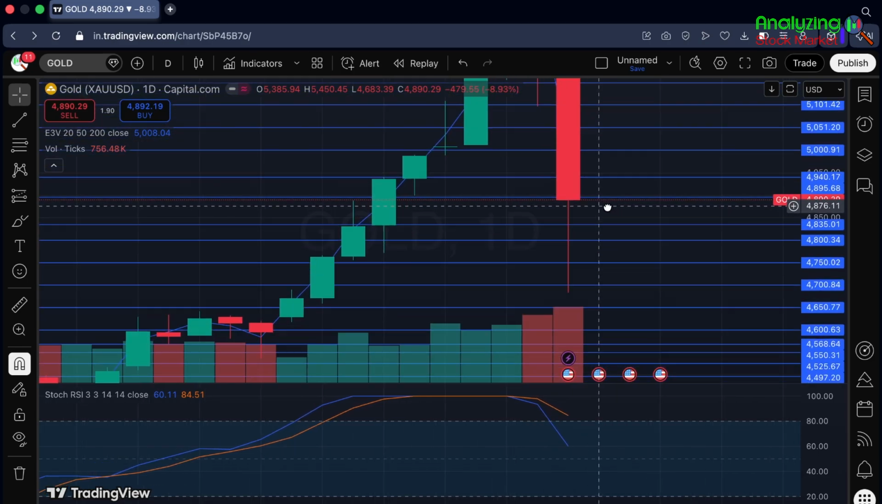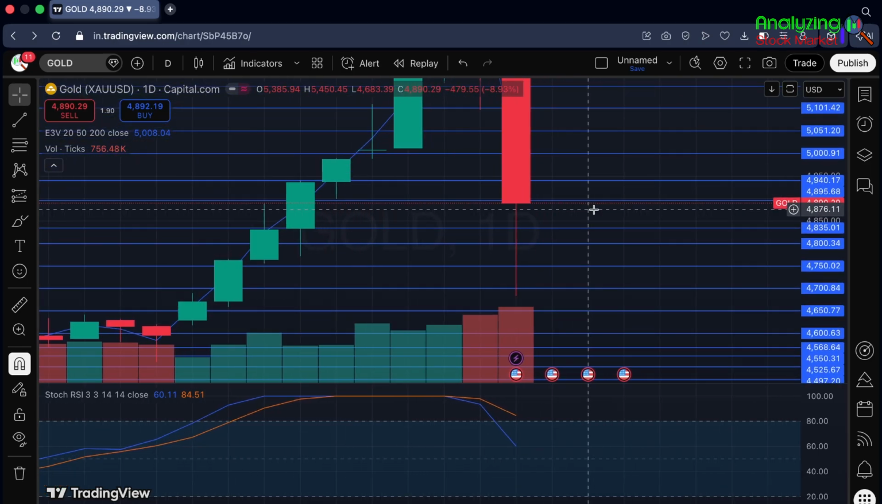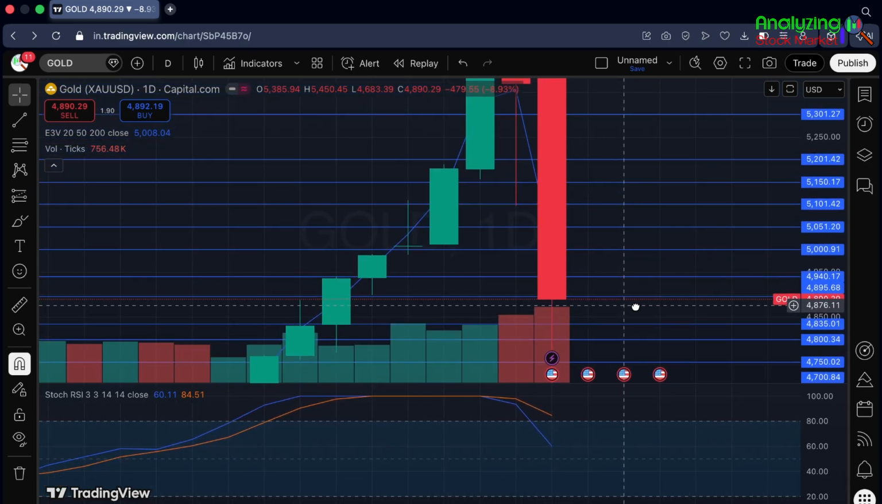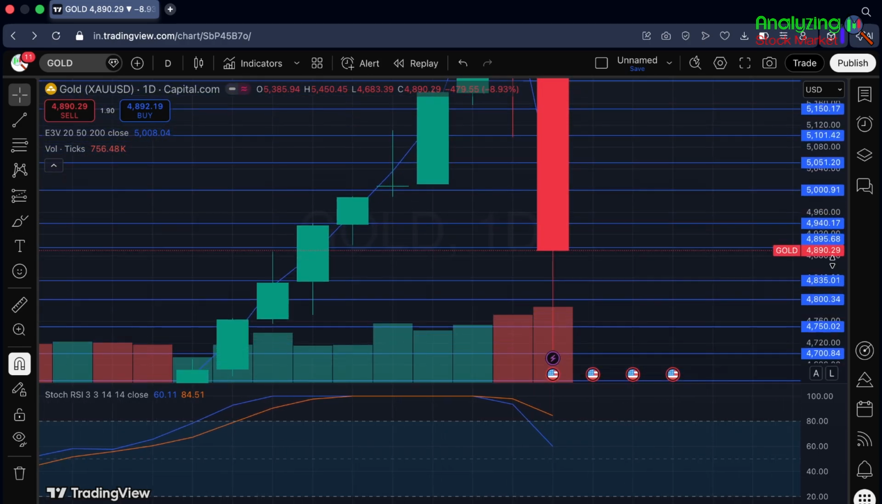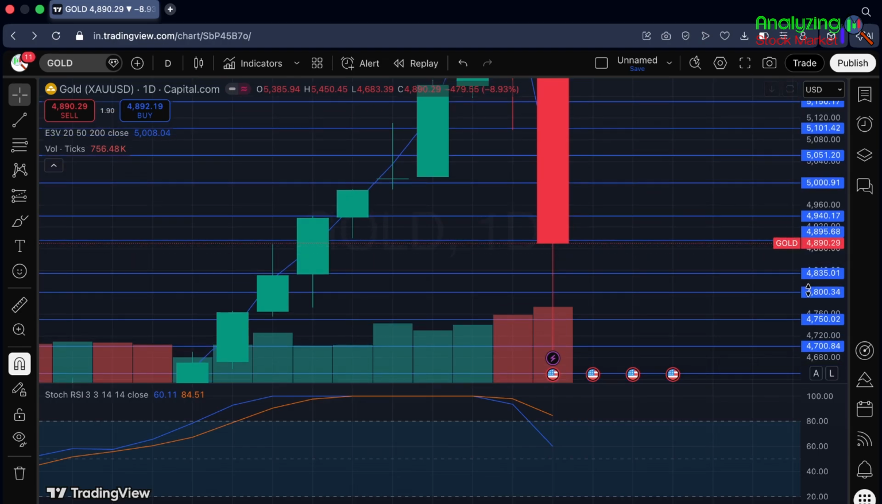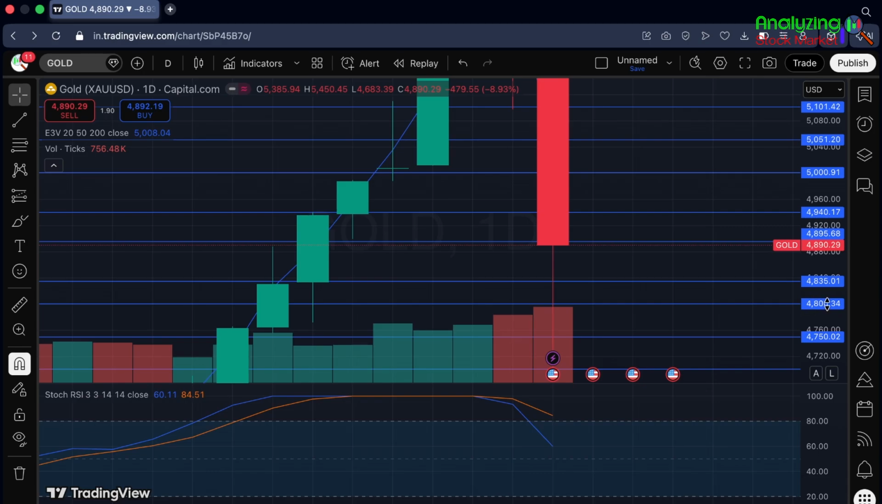So now let's talk about the closing first. Here I have marked some support and resistance zones. You can also mark those levels in your chart as well. Currently, if I talk about the closing, 48.90 is the closing. Direct support is 48.35. Direct resistance is 48.95. After direct support, there is support at 4800 and then 4750. After direct resistance, there is resistance at 4940 and then 5000. So these are two important support zones and resistance zones which will help you to take better stop loss and target levels according to your bias for this week.